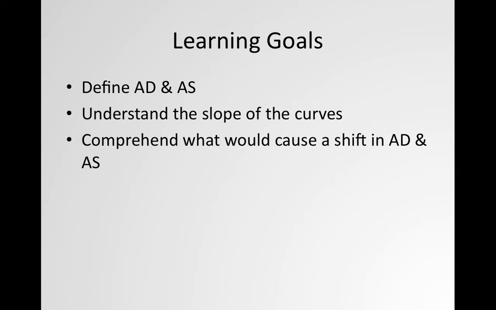Learning goals. What do we need to know by the end of this? By the end of this video lecture, you should be able to define aggregate demand and aggregate supply. We'll give you those definitions. You should also understand why the curves slope the way they do. Why are they shaped the way they are? And finally, you need to understand what would cause a shift in either AD or AS. So let's go ahead and get right into it.